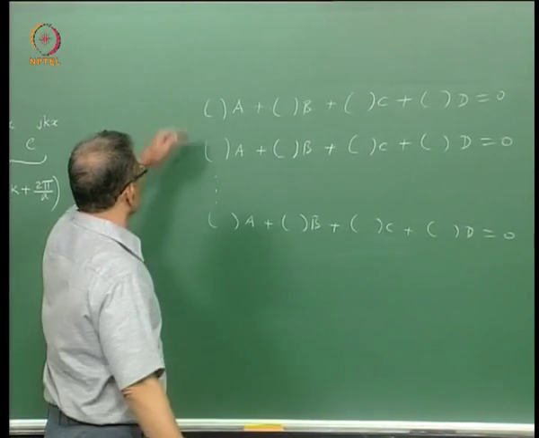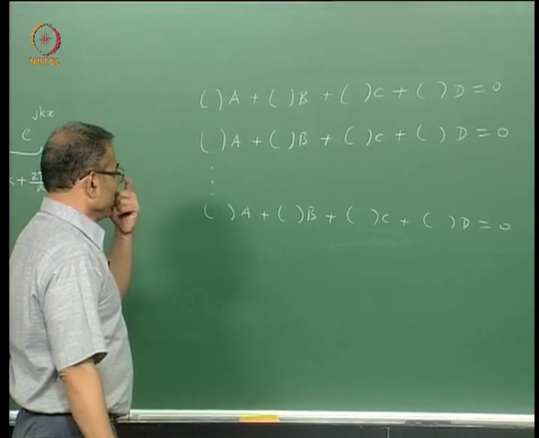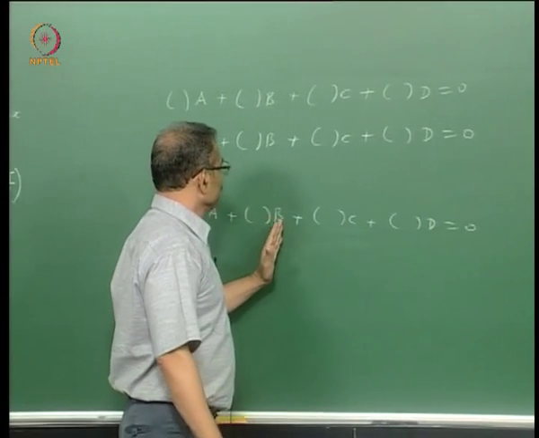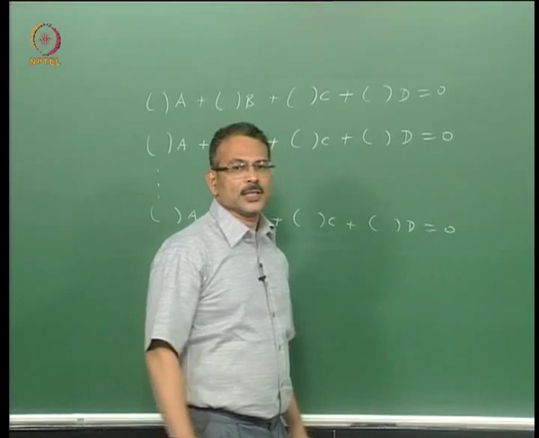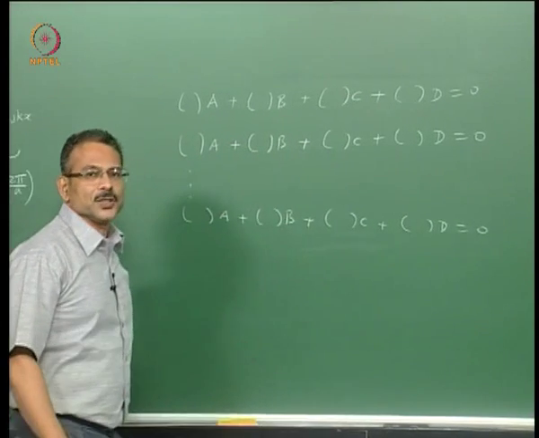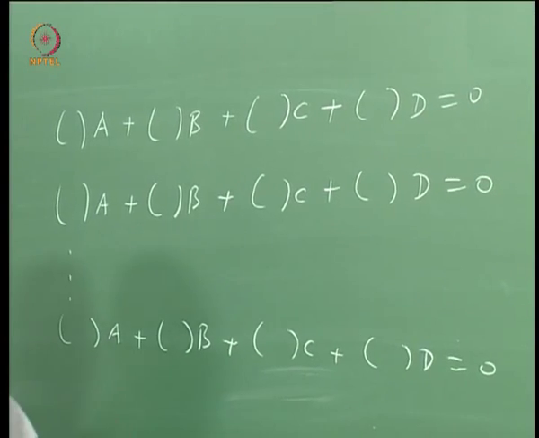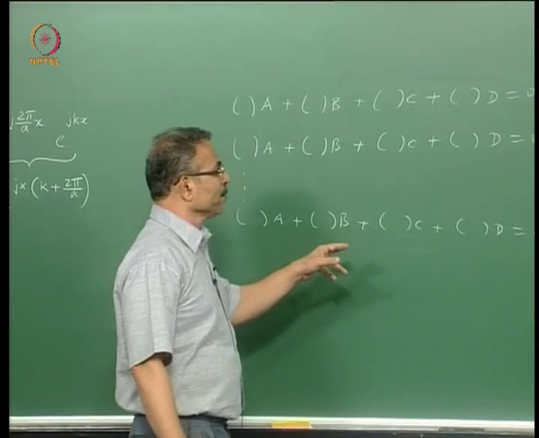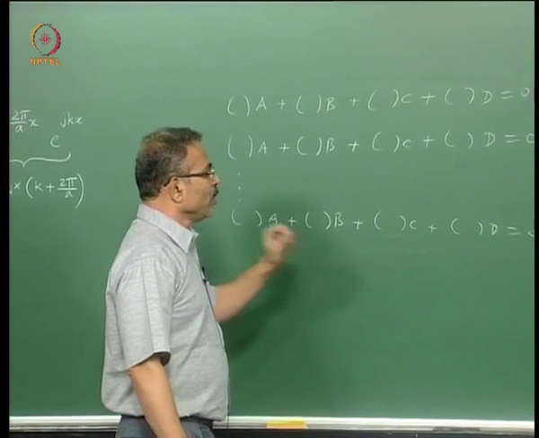Okay? So you have 4 such equations. Now evidently A equal to 0, B equal to 0, C equal to 0, D equal to 0 is a solution, but that is a trivial solution. So that solution won't work for you. Okay? So the only other solution that you can get, how do you find that?